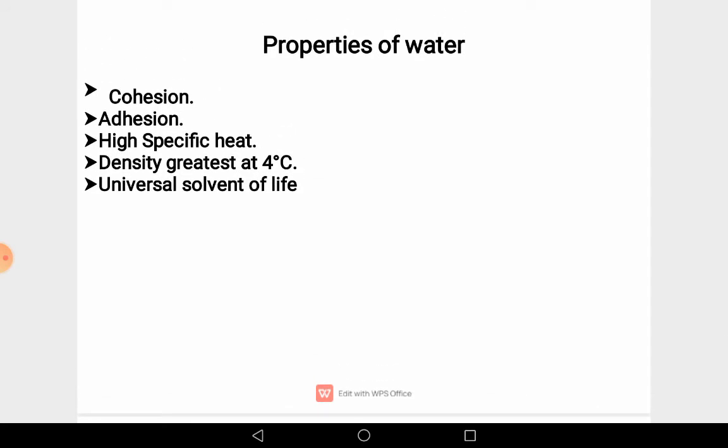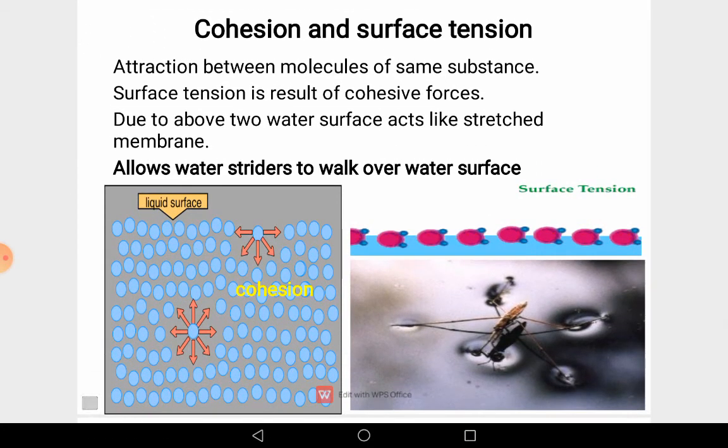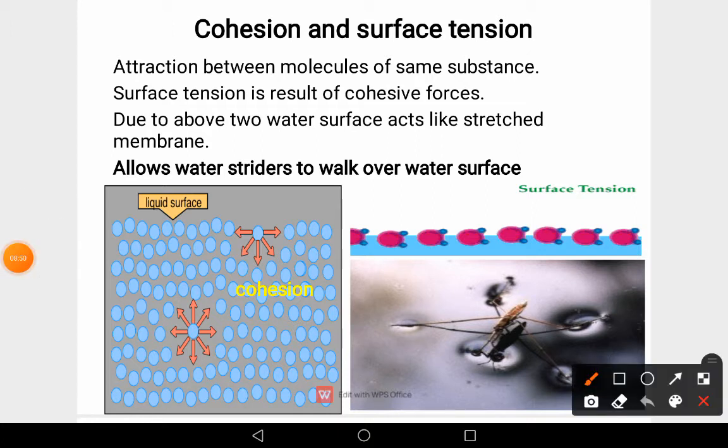The properties of water. Water possesses cohesion, adhesion, high specific heat, density, greatest density at 4 degrees centigrade, and is the universal solvent of life. We will discuss this. So, cohesion and surface tension. Attraction between molecules of the same substance is called cohesion, and surface tension is the result of cohesive forces.